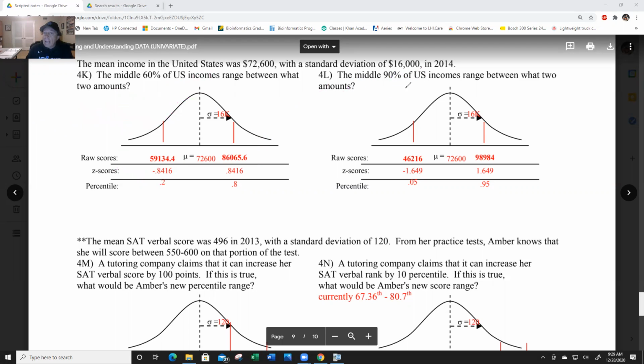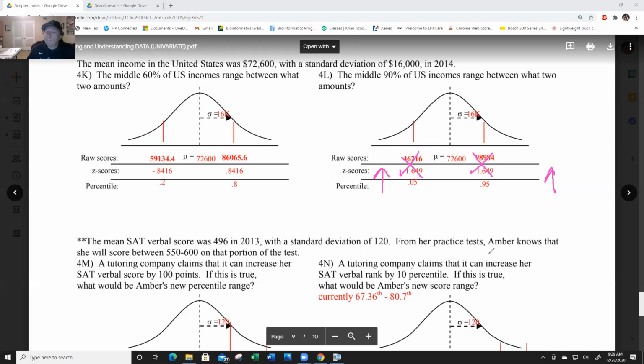Now the middle 90%. To me, that's between the 5th percentile and the 95th percentile. So the two z-scores are 1.65 and negative 1.65. I know I didn't round them there, but I probably should have. Okay, 1.65 and negative 1.65. How did I get that? Again, you're not supplied with these answers at the beginning. You're going to have to work your way back up. So I'm working my way back up.